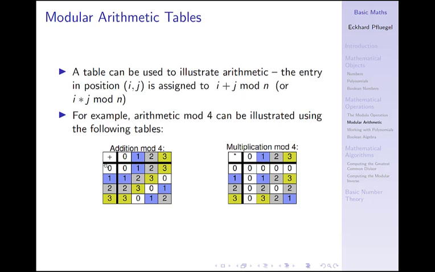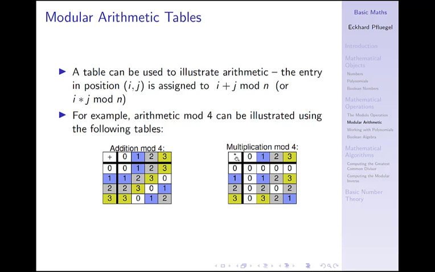One last useful concept to do with modular arithmetic are the modular arithmetic tables, particularly useful for small modulus values, and also just to illustrate the nature of the operations in terms of some nice patterns. So we introduce these tables to simply illustrate the output of the modular arithmetic, let's say in terms of addition and multiplication.